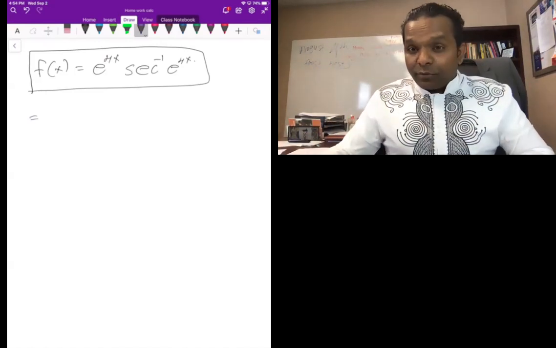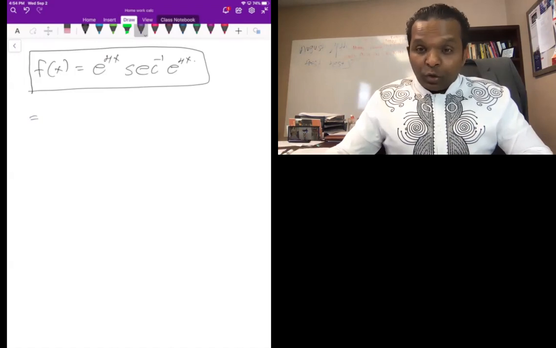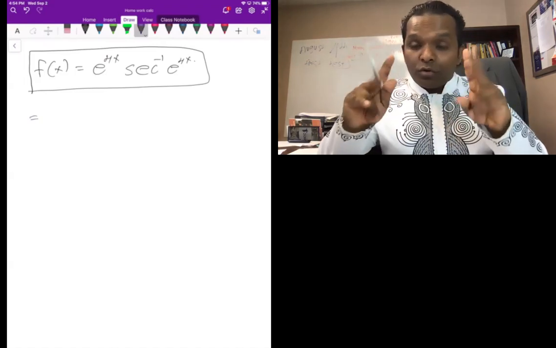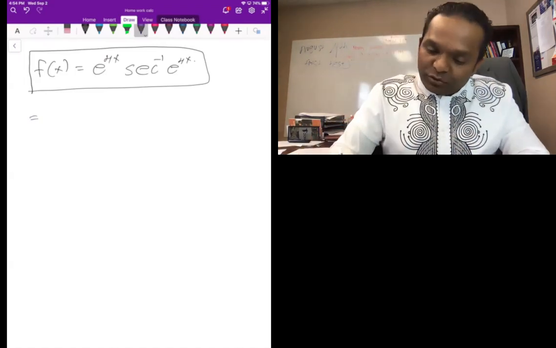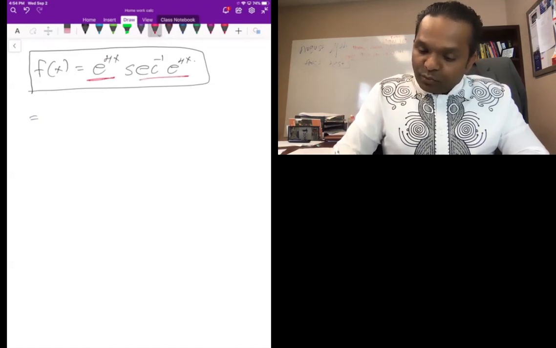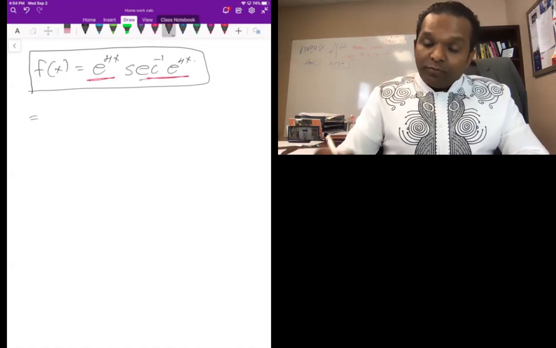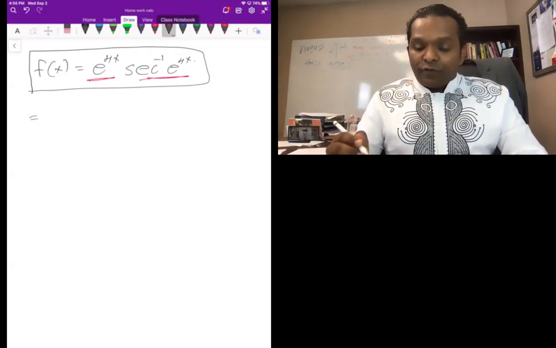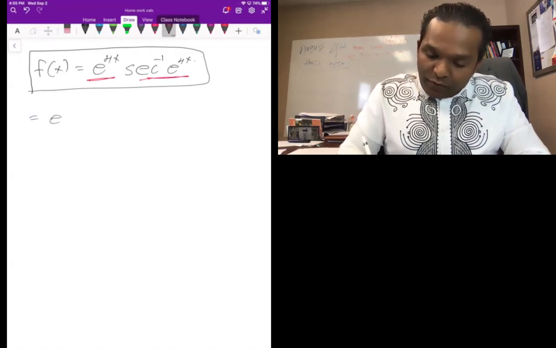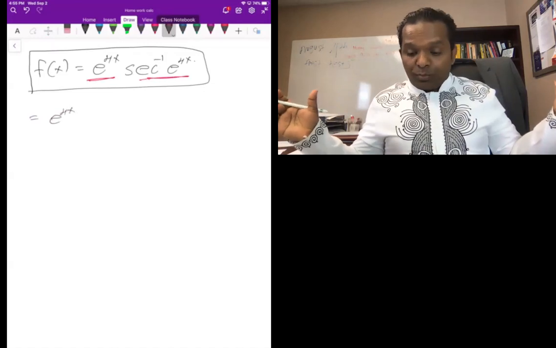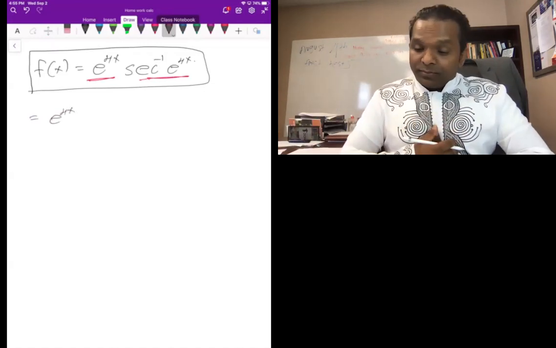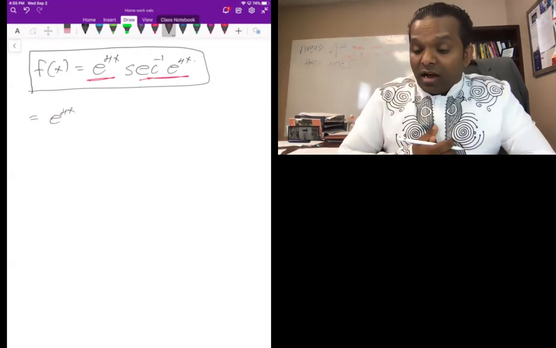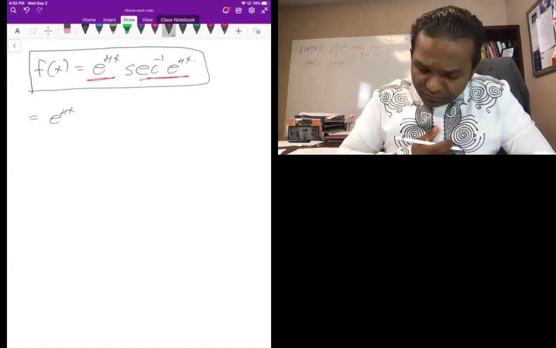So product rule, this is how it works. First of all, we need to understand that there are two functions in this question. This is one, and this is the second one. According to the product rule, we recopy the first function, which is e to the 4x. So we just recopied it. And then times, we need to take the derivative of the second function, which is arc secant of e to the 4x.